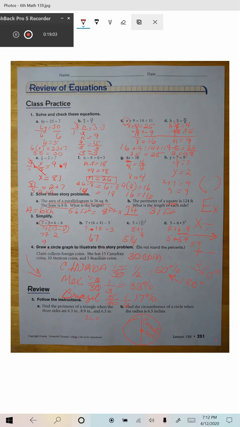Then you have 33%, and you're going to have to take 360 and multiply that by 33%. And that will tell you how many degrees that one is. I'm going to let you do that part on your own because I'm running out of space on here. And then the last one for the Brazilian coins, it's 17%, which is 0.17 times 360 degrees. And that'll tell you how much those two are. Okay?